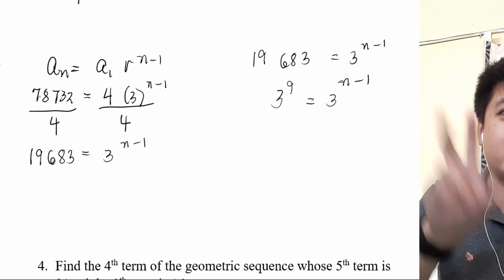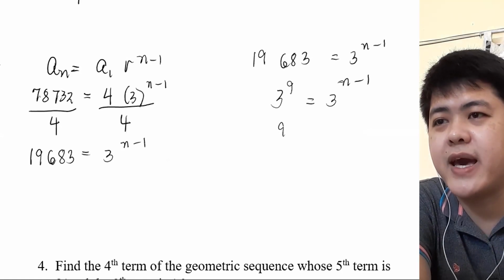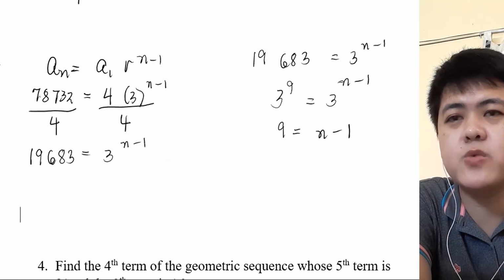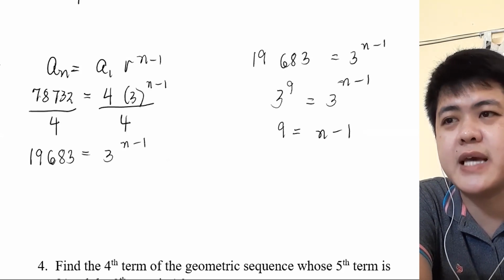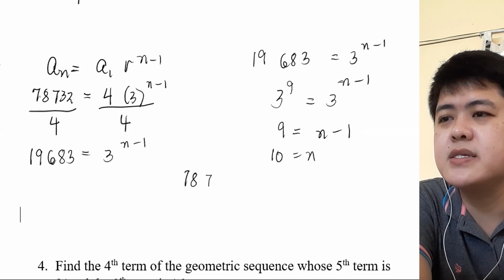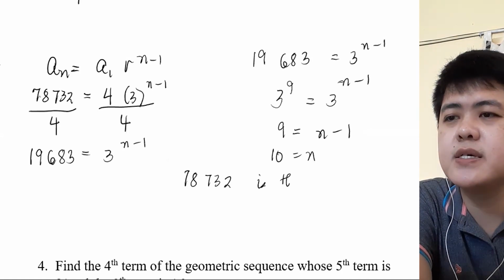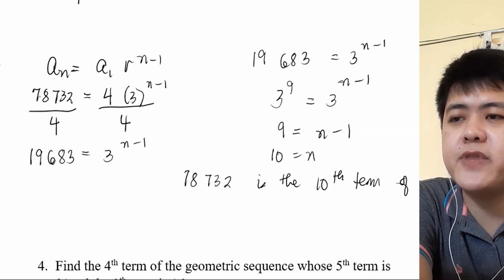Since the bases are the same, we can equate the exponents. We'll have 9 equals n minus 1. Transpose 1 to the other side, we'll get 10 equals n. Therefore, 78,732 is the 10th term of the sequence.